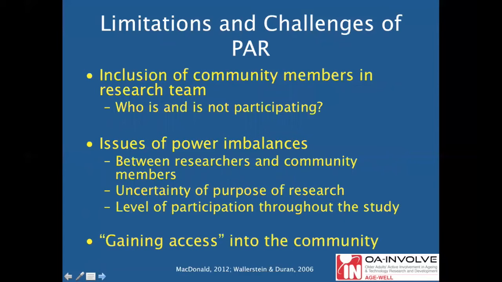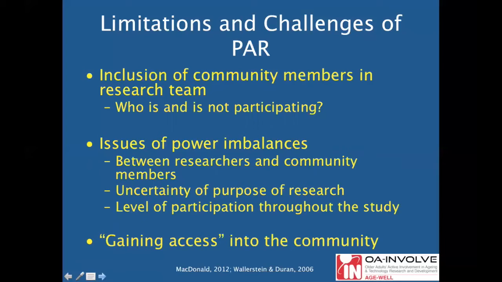Despite all the strengths of PAR, as with any type of research, there are limitations and challenges, and I'll briefly go through common challenges and questions of research using PAR. One question is, what is community participation, and how can control be shared between researchers and community partners? Another question is, what is the level of participation throughout the study?